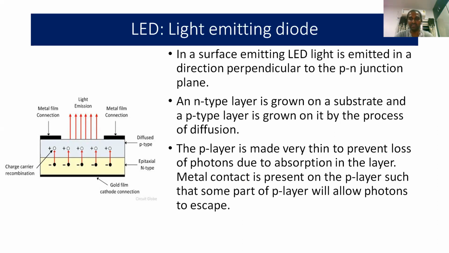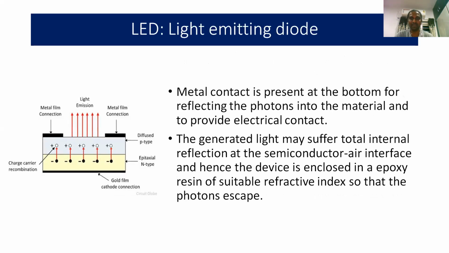The P layer is very thin to prevent the loss of photons due to absorption in the layer. A metal contact is present on the P layer such that some part of the P layer allows the photons to escape. A metal contact is present at the bottom to reflect the photons into the material and to provide the electrical contact. With the help of that we can reflect the photons inside that medium. As a result we can improve the efficiency of the light.